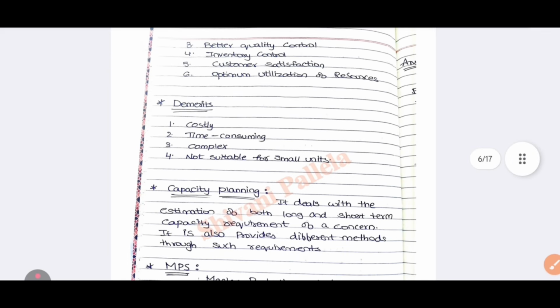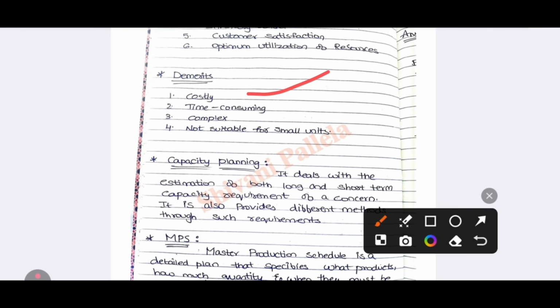There are some disadvantages or limitations. The first one is it is costly to establish, it is time consuming, it is complex in nature, and it is not suitable for small organizations. It is only suitable for large scale organizations.